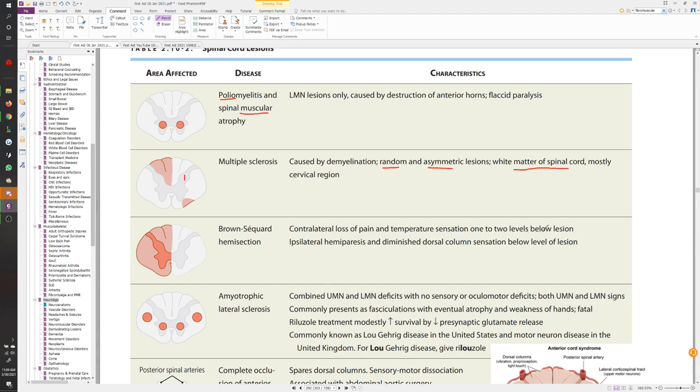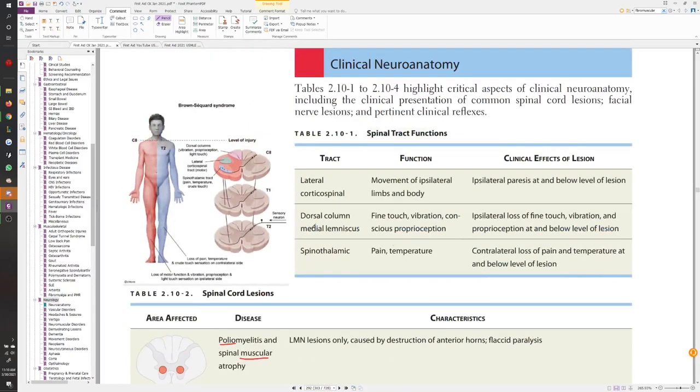spinal cord hemisection: contralateral loss of pain and temperature 1 to 2 levels below the lesion, ipsilateral hemiparesis and diminished dorsal column sensation below the level of the lesion. Everything happens on the same side. The only thing on the opposite side is your pain and temperature. And the 1 to 2 levels is pretty key too, because you see how the lesion was at C8, but he lost sensation starting at T2. He will still retain sensation here in some places. Not sure why or how that works, but you could get weird questions where the answer choices may actually put it like that. You got to pick it correctly.